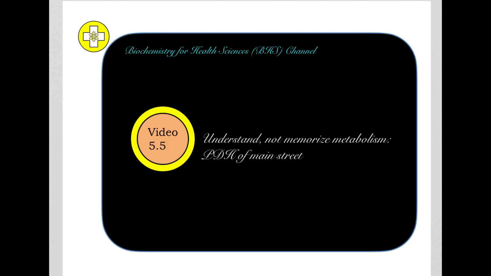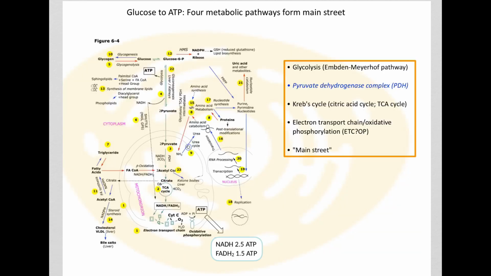In today's video, we shall continue the series Understand Not Memorize Metabolism, and we'll discuss specifically the pyruvate dehydrogenase complex, or PDH. In the previous videos, we discussed why this conversion of glucose to ATP, basically the generation of ATP from glucose, this pathway that we call main street, is perhaps the most important metabolic pathway in the human body.